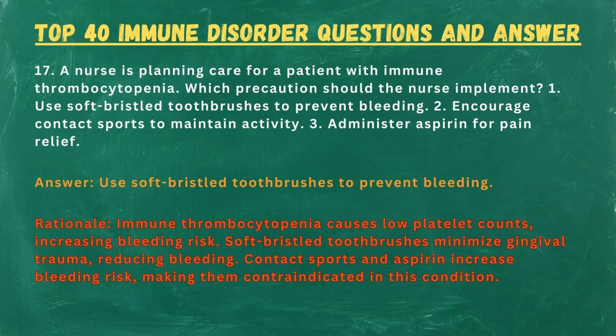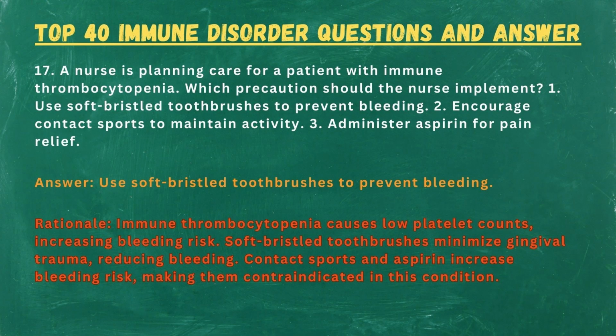17. A nurse is planning care for a patient with immune thrombocytopenia. Which precaution should the nurse implement? 1. Use soft bristled toothbrushes to prevent bleeding. 2. Encourage contact sports to maintain activity. 3. Administer aspirin for pain relief. Answer. Use soft bristled toothbrushes to prevent bleeding.